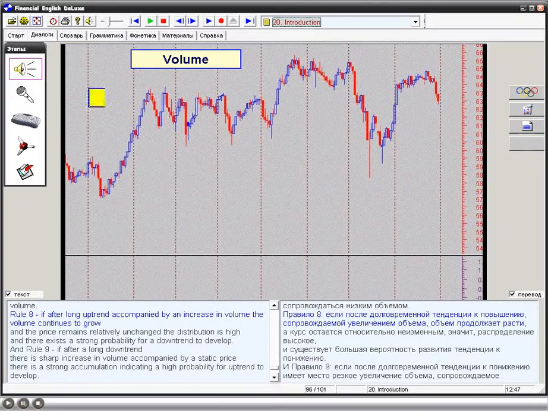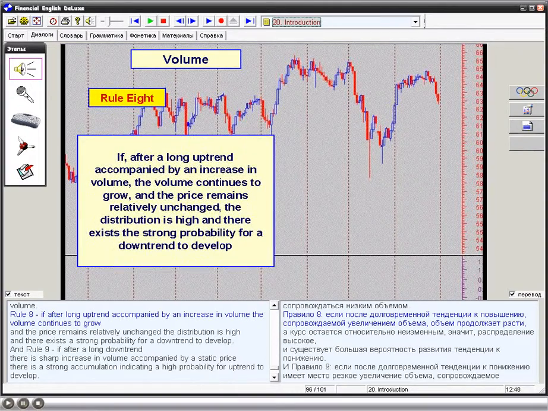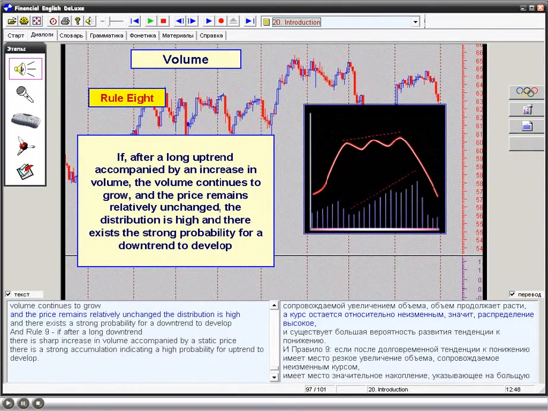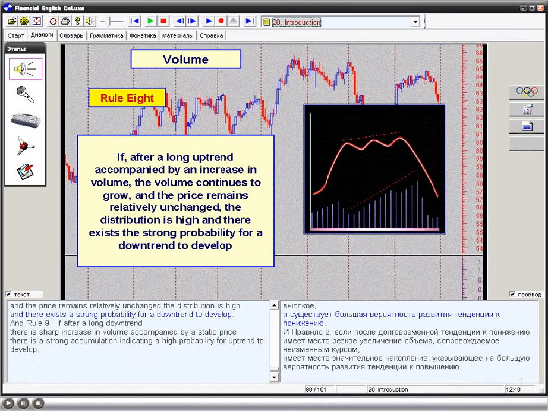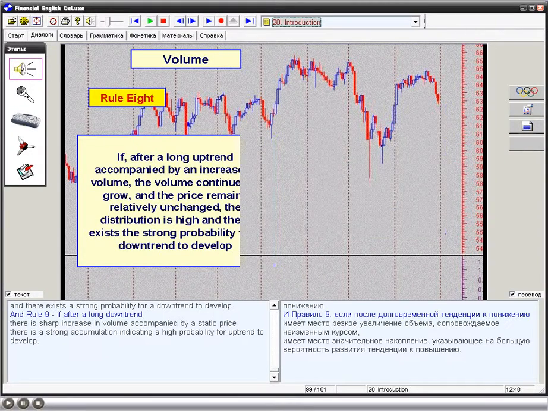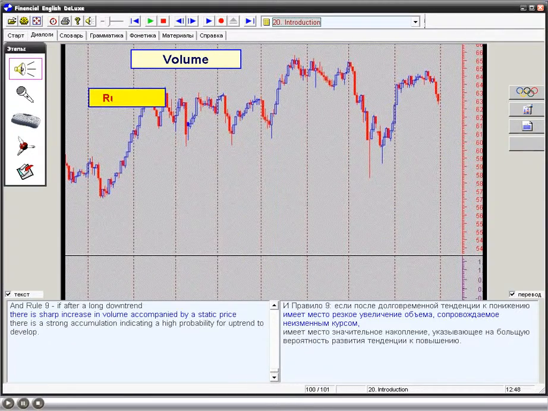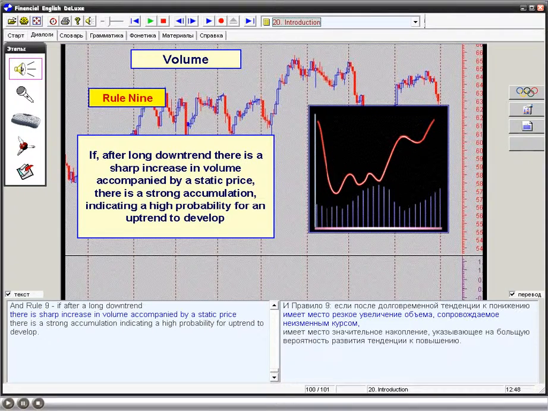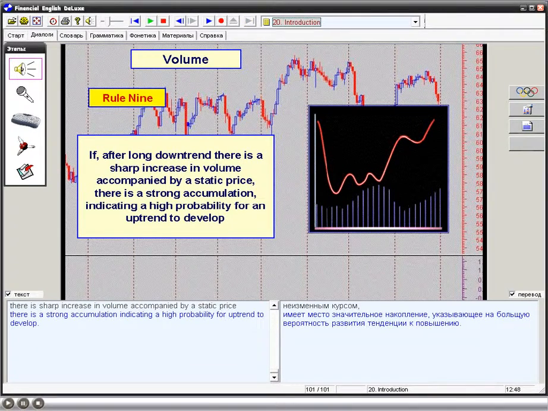Rule 8. If, after a long uptrend accompanied by an increase in volume, the volume continues to grow and the price remains relatively unchanged, the distribution is high and there exists the strong probability for a downtrend to develop. And Rule 9. If, after a long downtrend, there is a sharp increase in volume accompanied by a static price, there is a strong accumulation, indicating a high probability for an uptrend to develop.